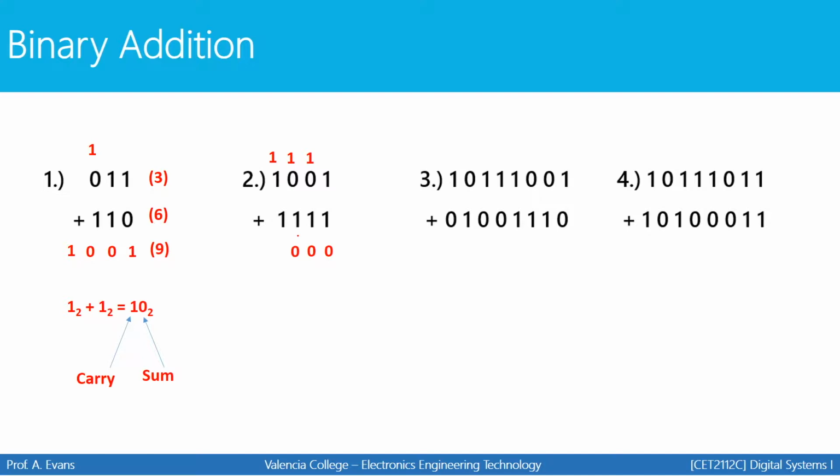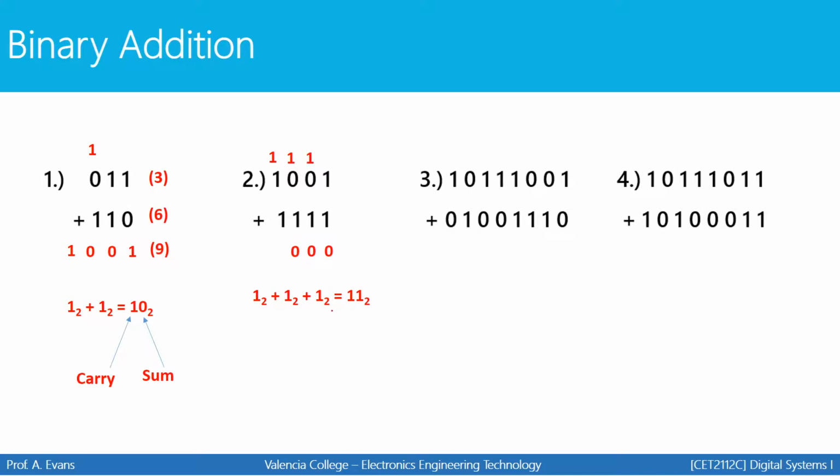And then at the last column, we now have a carry plus 2 additional 1s. We have 1 plus 1 plus 1. Well, we know in decimal, 1 plus 1 plus 1 would be 3. In binary, 1 plus 1 plus 1 would be 11.